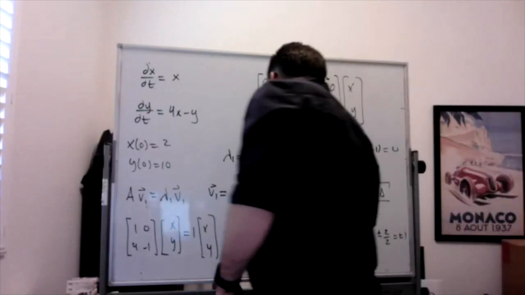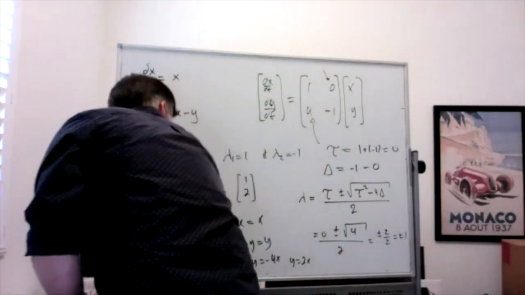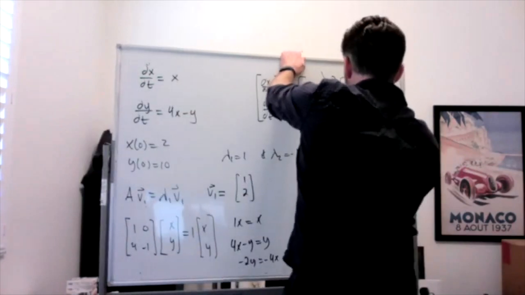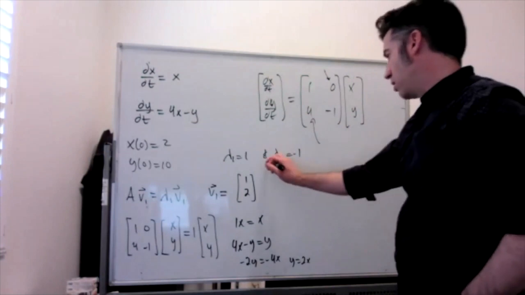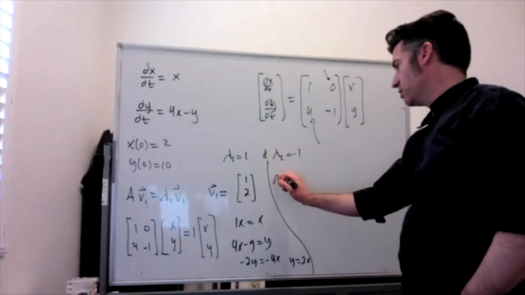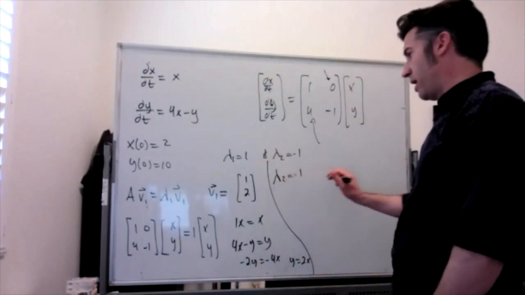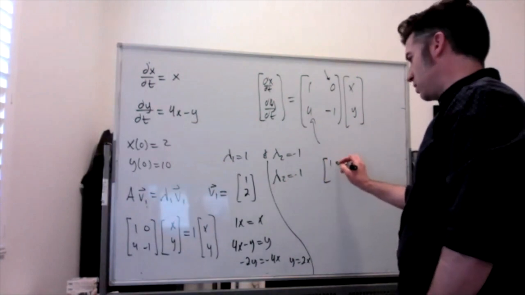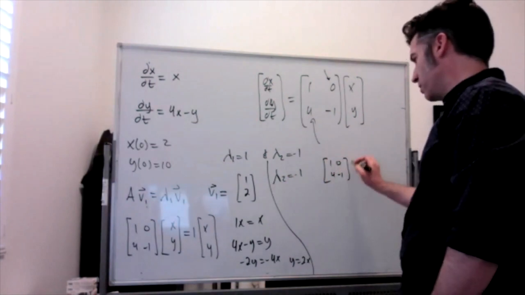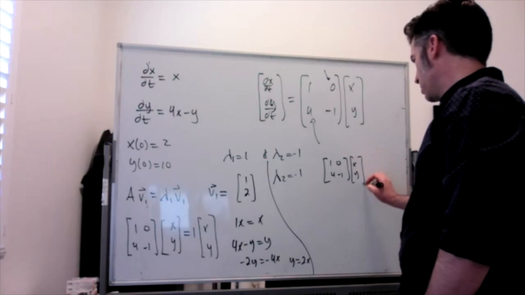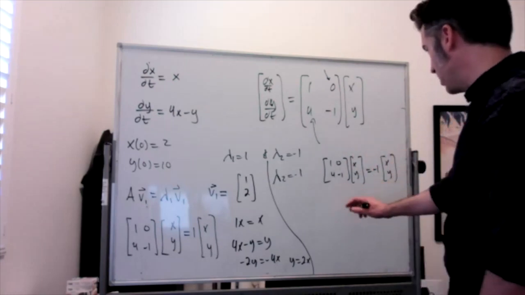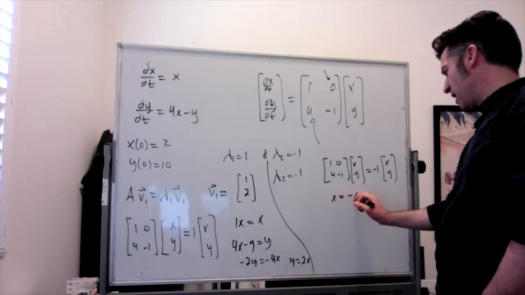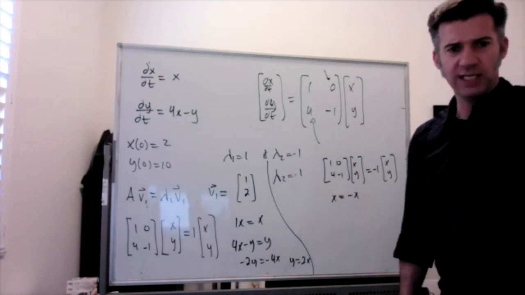And then for the other eigenvector, let's erase this over here because we don't really need all this. For lambda equal to -1, we have 1, 0, 4, -1 times (x, y) equals -1 times (x, y). So that's going to give me x equal to -x. Ooh, what does that mean?